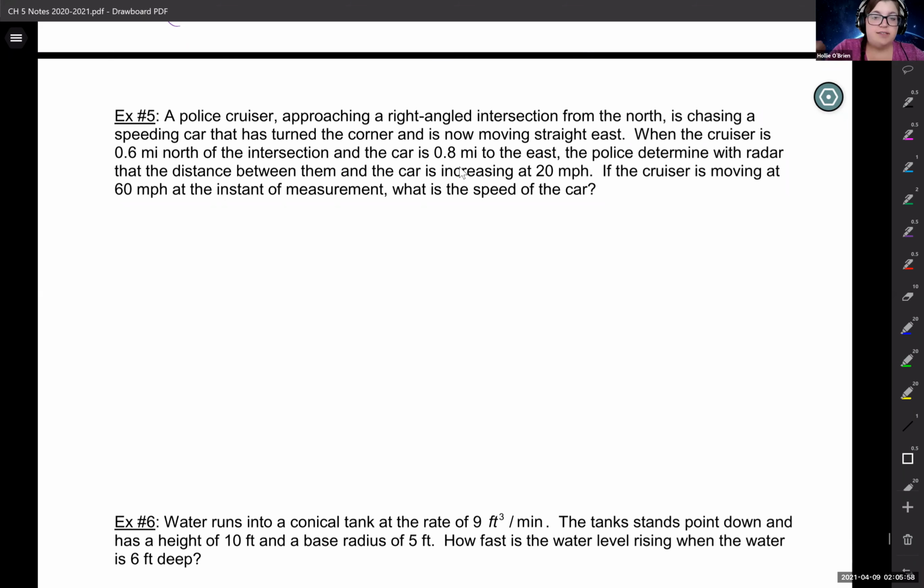So first, let's understand what the problem's about. There's a lot of words, right? A lot of students are like, word problems. So we're going to draw a picture and try to understand it better. Make sure. Okay, yeah, good.